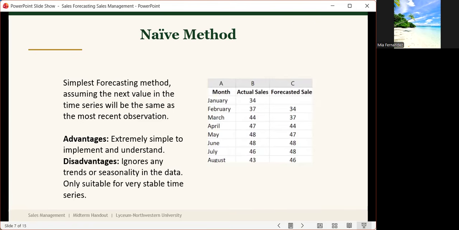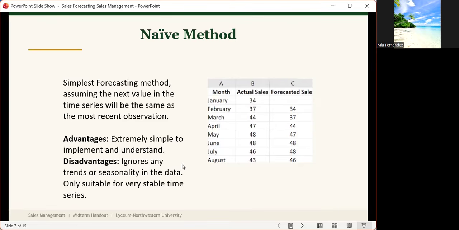Okay, so the naive is the simplest forecasting method. It's just assuming the next value in the time series. Just like in here, look at this one. In January, the actual sales was 34, let's say 34,000. So for February, the forecasted sales would also be 34. Okay? And then the actual sales became 37. So the forecast for March is 37, but the actual sales was 44. So that's it. You just copy the previous.